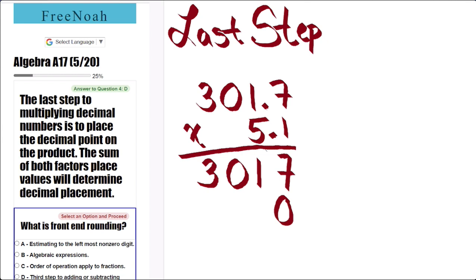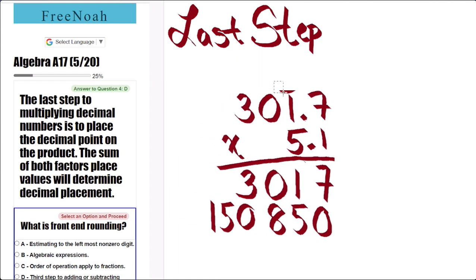5 times 7, or 7 times 5, that'll give us 35. Write down the 5, carry over the 3. 1 times 5 is 5, and we add 5 and 3, giving us 8. 0 times 5 gives us 0. And then 3 times 5 gives us 15. Let's begin adding here.